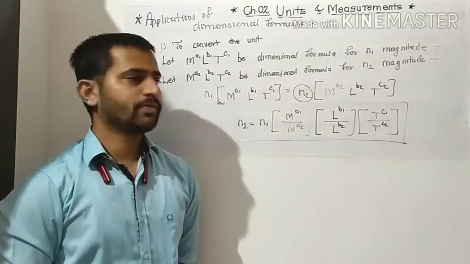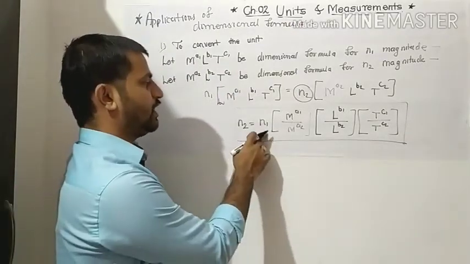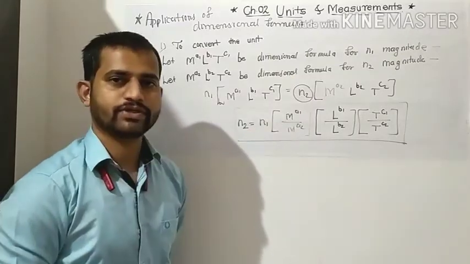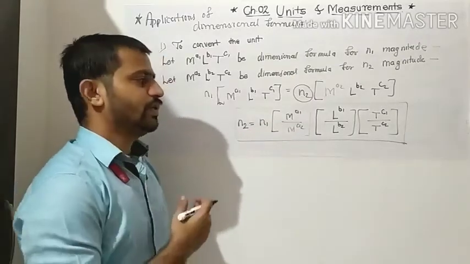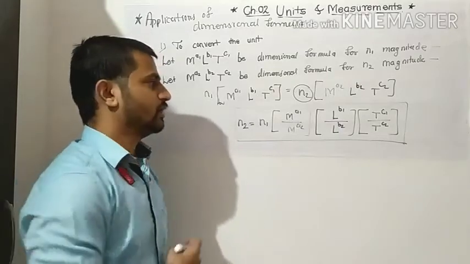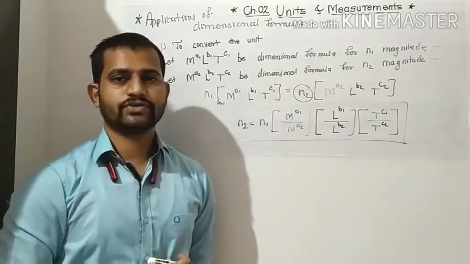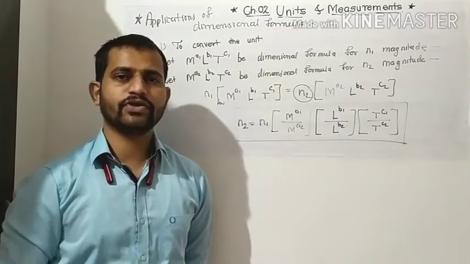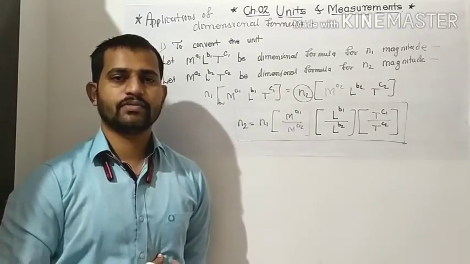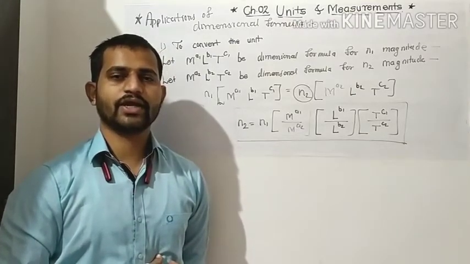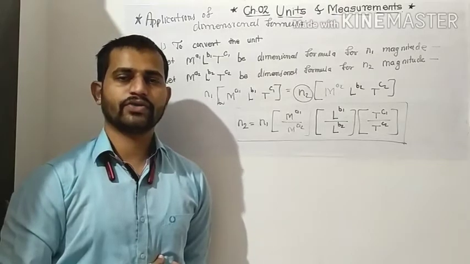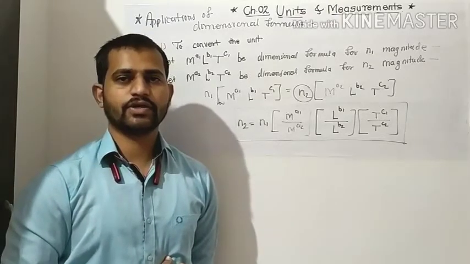Okay. Remember this formula: n2 is equal to n1 M1 raised to a1 upon M2 raised to a2, L1 raised to b1 upon L2 raised to b2, then T1 raised to c1 upon T2 raised to c2. So any particular unit you can convert by using this formula. We can get the magnitude of that particular quantity after the conversion.